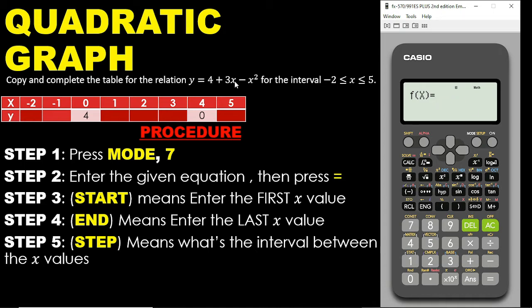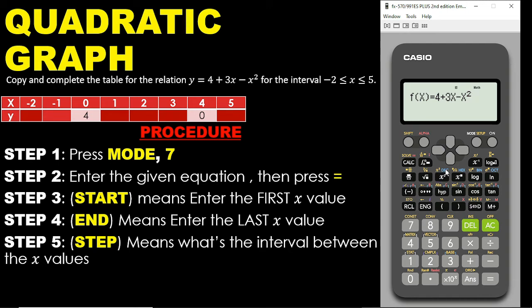So we continue adding the remaining part of the equation. So we have y is equal to 4, so you click 4, and then plus 3x. So plus 3, and to get x, you press alpha, followed by the x. And then we have minus x squared. So you go to alpha, and then you press the x, and then you add the square to it.